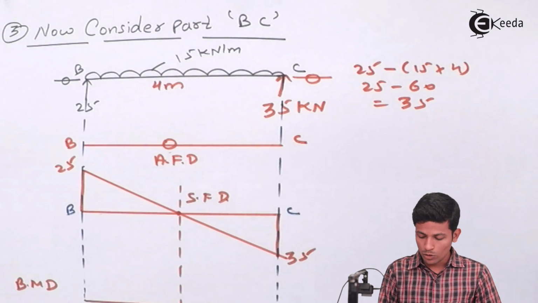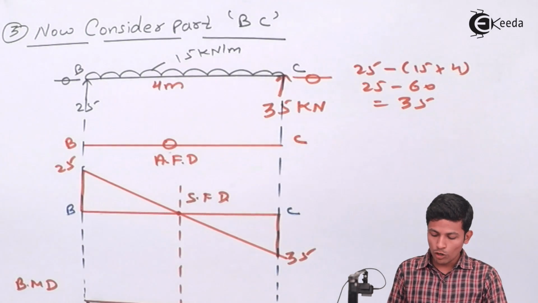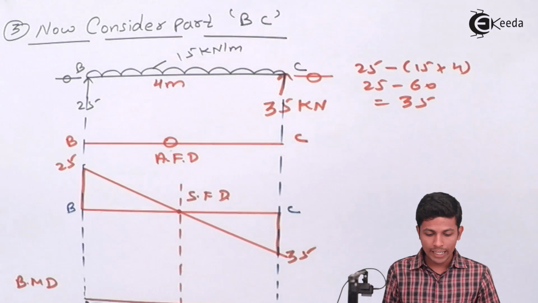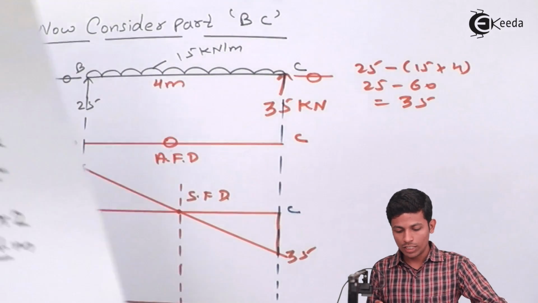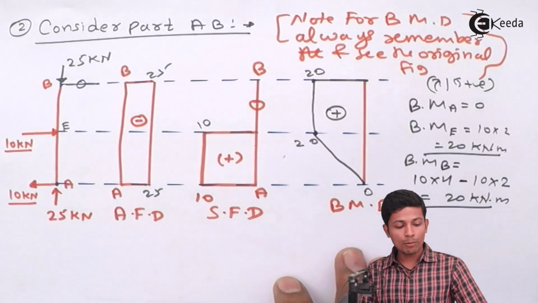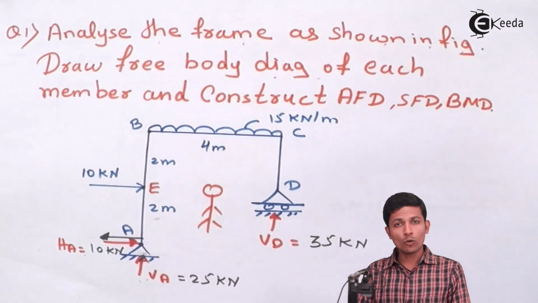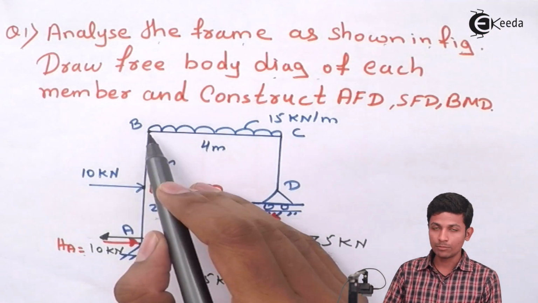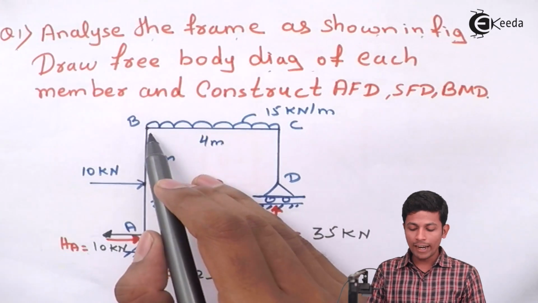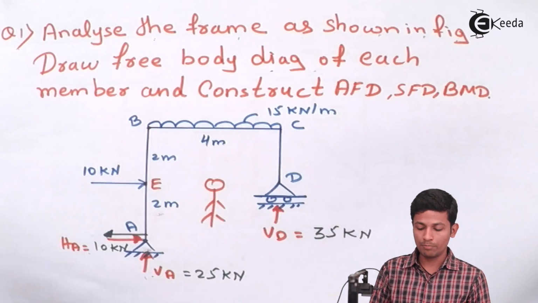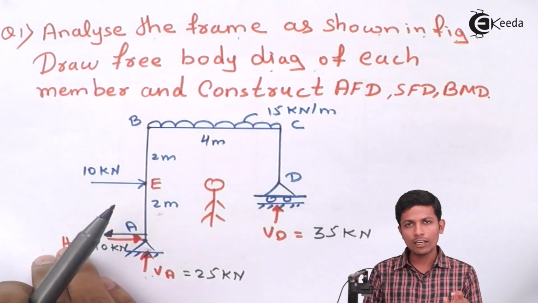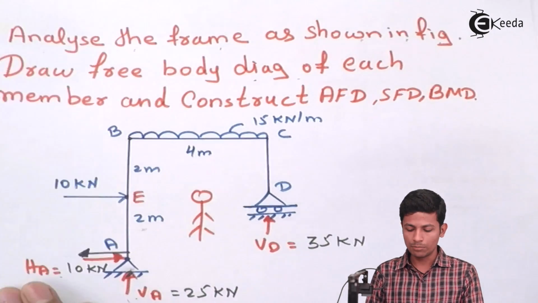Now what you have to do, as you all know, we can find the bending moment at B over here only. For the bending moment diagram, we are always seeing the original sums. Always see the original diagram. This is your original diagram. Now see, we find the bending moment at the previous one in AB, so directly write on the sums.